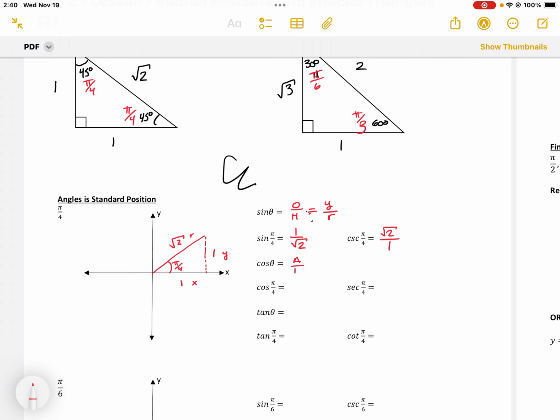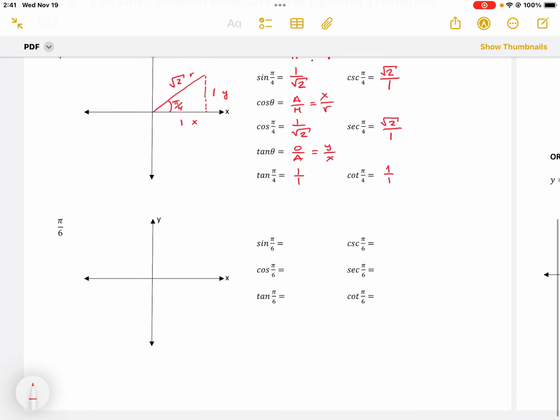Cosine is our adjacent over hypotenuse, which is x over r. In this case, it is also 1 over root 2. Secant is our reciprocal trig function, which is root 2 over 1. Tan theta is our opposite over adjacent, which is y over x, which in this case is 1 over 1, which is just 1. And then our cotan is the reciprocal of that relationship, which is also 1 over 1.